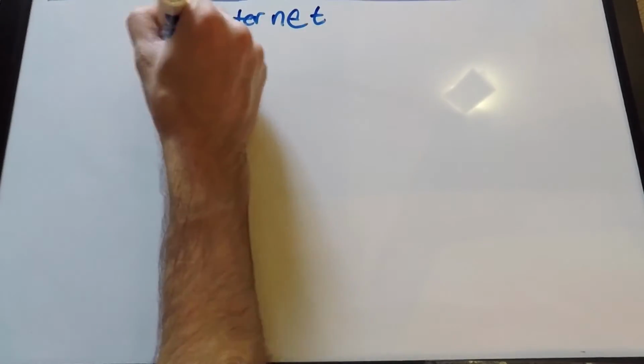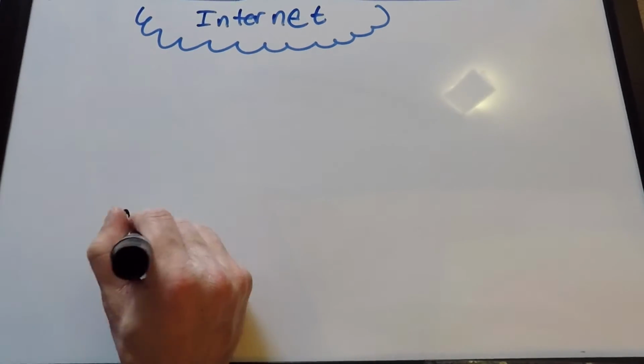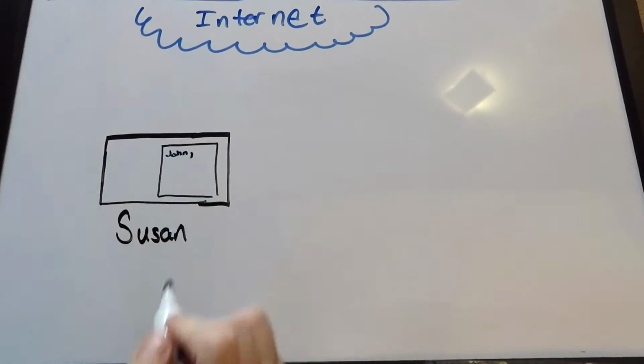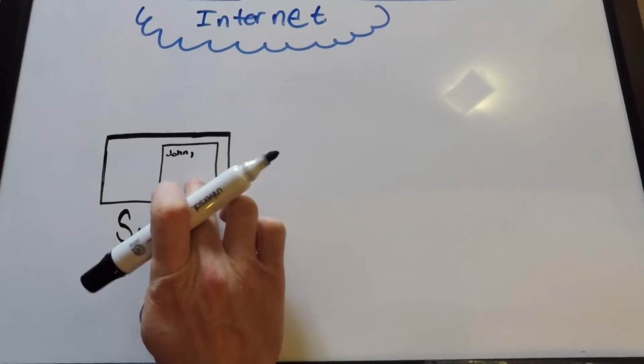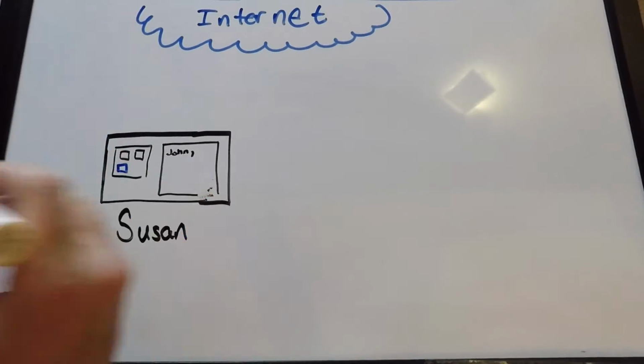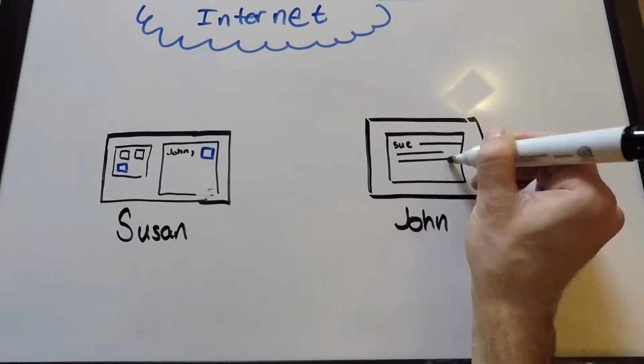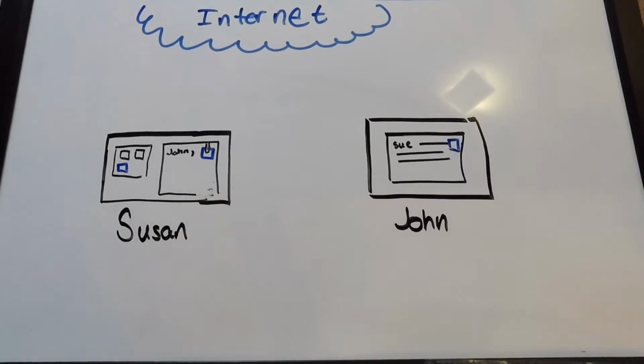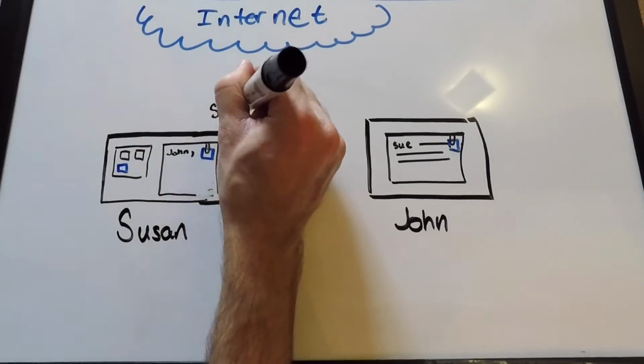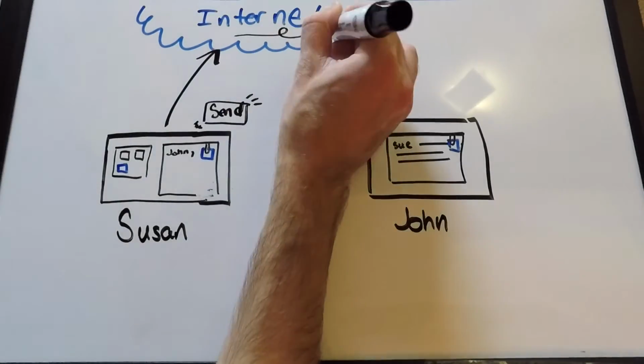Let's run through a quick example. Here, Susan is sending an email to John. She attaches a file to the email for John to have his own copy. When Susan clicks send, the email and the file are uploaded to the internet. John receives a message. His email and the file are both downloaded from the internet to his computer.